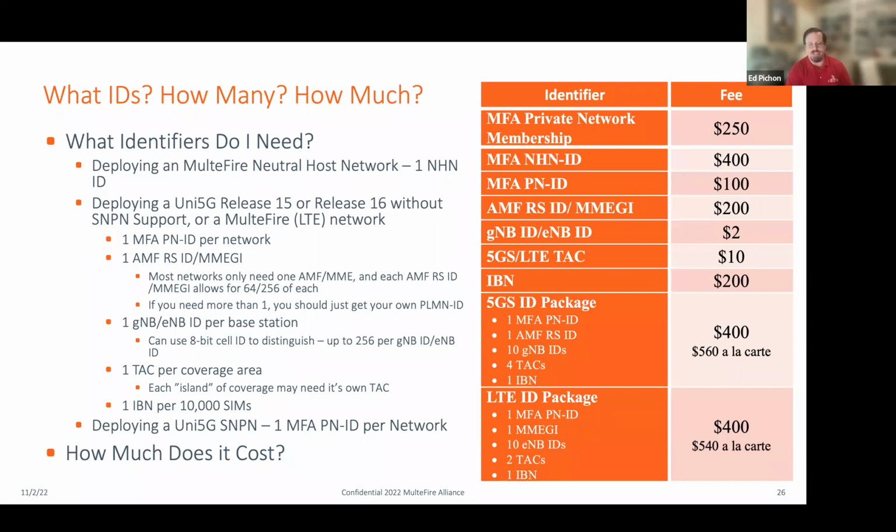And for TACs, as I mentioned before, you'll probably want to have one tracking area code per coverage area for each isolated island. And you'll also need one MC block number for every 10,000 SIMs. If you're going to have more than 10,000 devices, you can get an additional MC block number. And if you're deploying a standalone non-public network, all you need is one private network ID. And that's pretty much it.